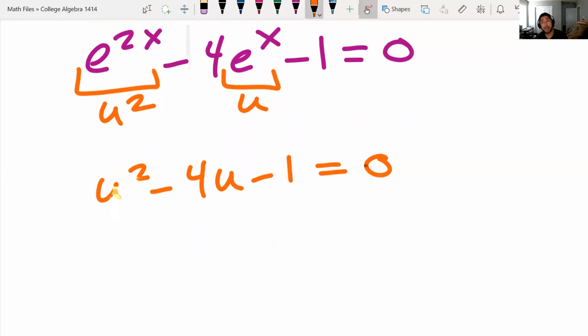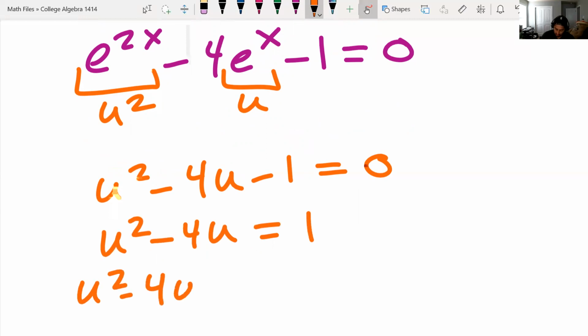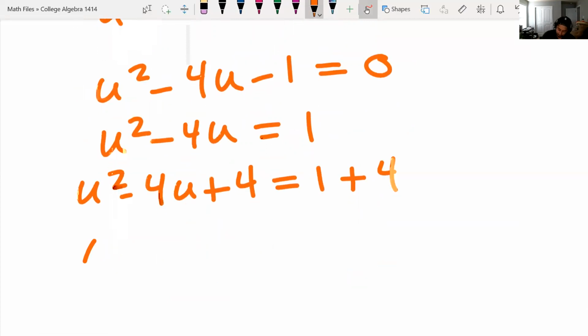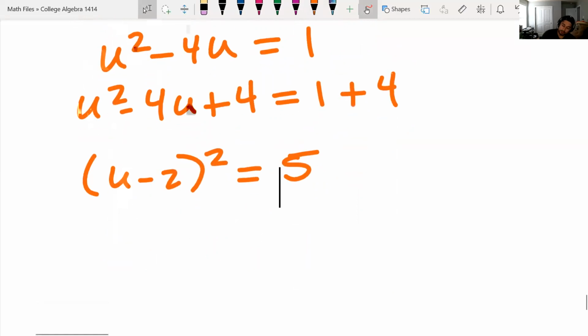Does it factor? Absolutely not. Move that 1 over. Complete the square. Factor. U minus 2 squared equals 5. Square root both sides.